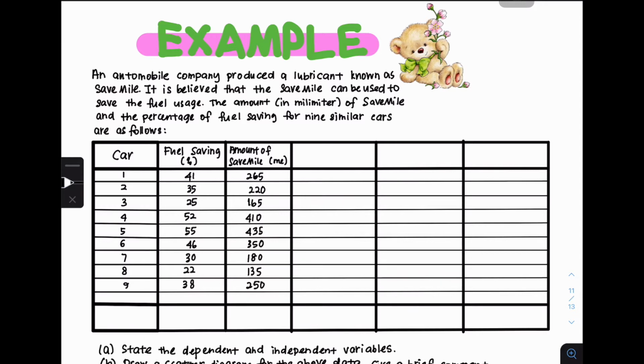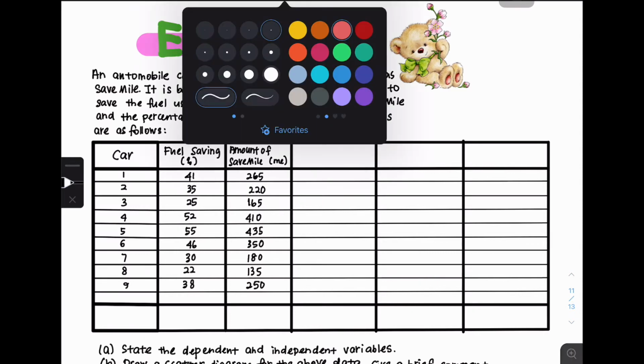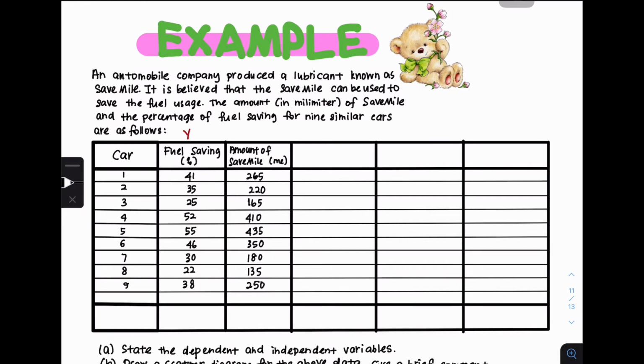So sekarang ni kita tengah kaji percentage jimatnya minyak dengan ke atas amount Safe Mile. Okay, so sekarang ni percentage jimat minyak itu akan jadi the dependent variable, dan amount of Safe Mile yang kita guna tu akan jadi the independent variable. So dependent variable will always Y. Okay, this one is dependent, maksudnya berapa peratus kita jimat minyak adalah bergantung kepada berapa amount Safe Mile yang kita pakai. So Safe Mile will be the independent variable dan independent variable is X.